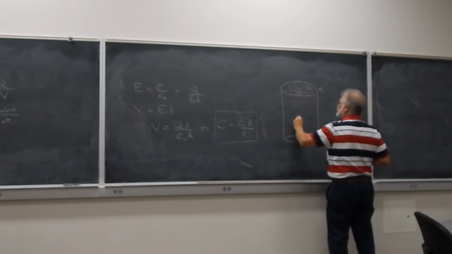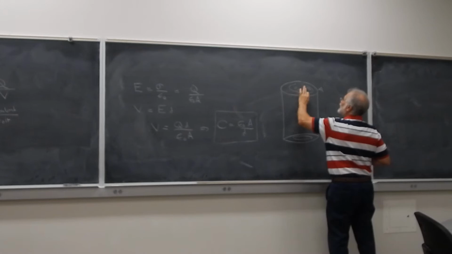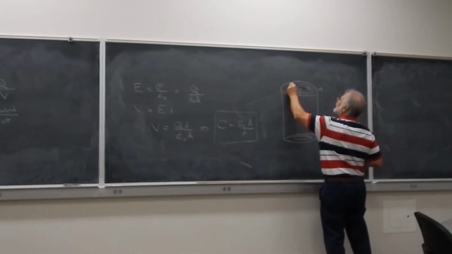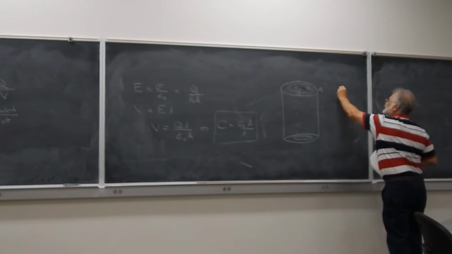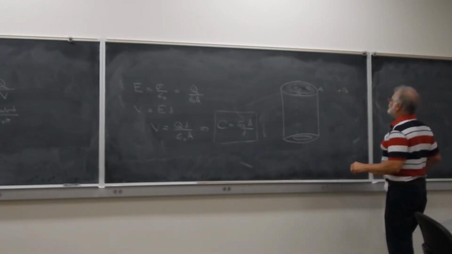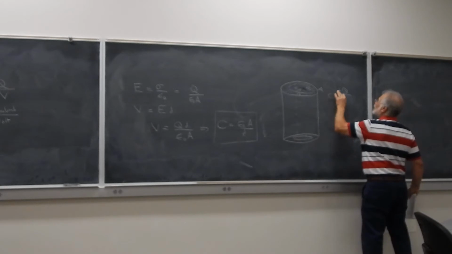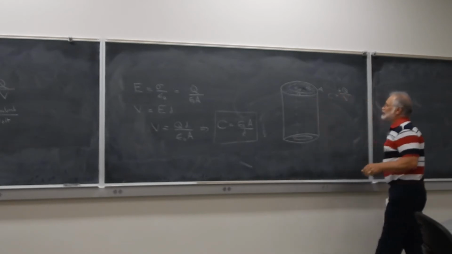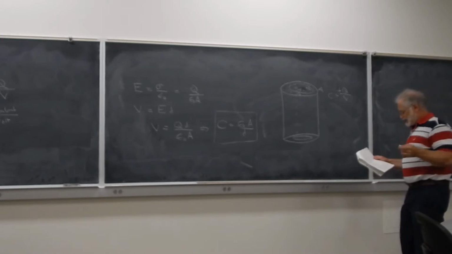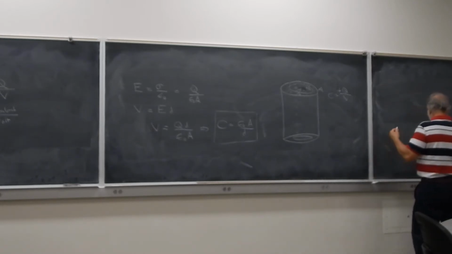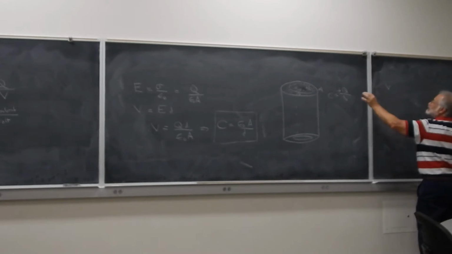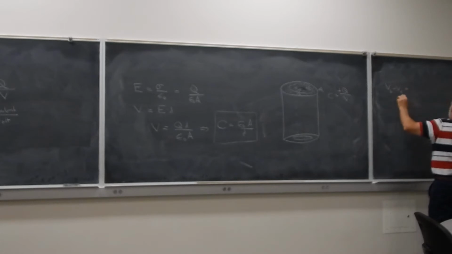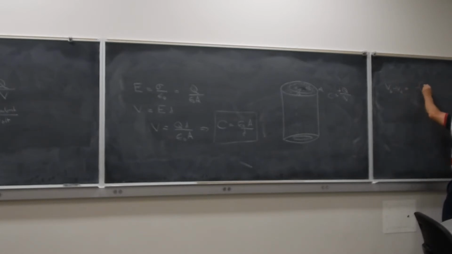I can draw a Gaussian cylinder in between the two plates so that I'm enclosing the plus Q from that plate. Now all I have to do to get the capacitance is, of course, find the electric potential of this cylindrical capacitor. So once I do that, I will be able to calculate the capacitance. I'm going to set it up so that VB minus VA is equal to minus the integral of E dot ds, where ds is the distance between the plates.